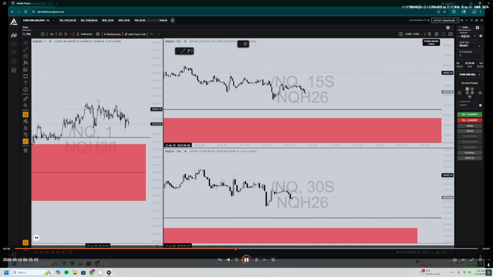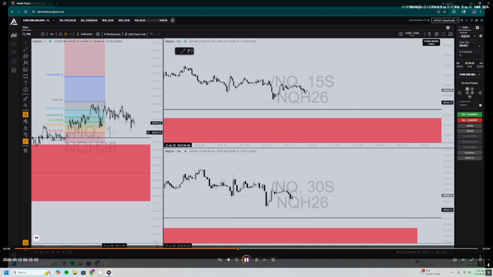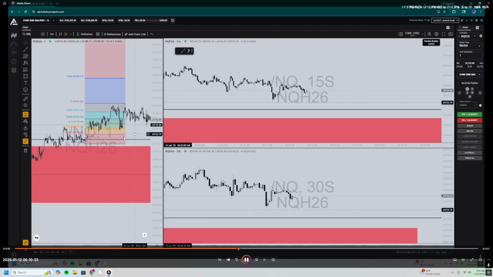Let's just watch me draw it out. So we take it from the high to the low because we're looking for longs. High to the low, as you guys can see, 0.236. We have a liquidity right here. I'm probably staring at that right now.